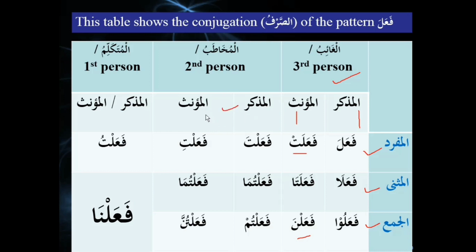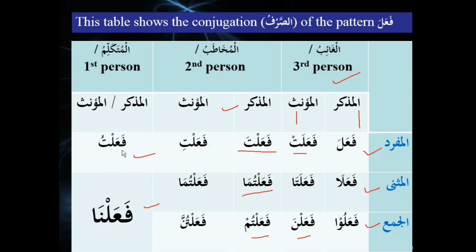For the second person, or we can say al-mukhatab, we have again 6 forms, 3 for muzakkar and 3 for muannas. The first one is for singular, fa'alta, fa'altuma, and fa'altum. Then for muannas we have fa'alti, fa'altuma, and fa'altunna. And in the first person, that is al-mutakallim, we have only 2 forms used for 6.